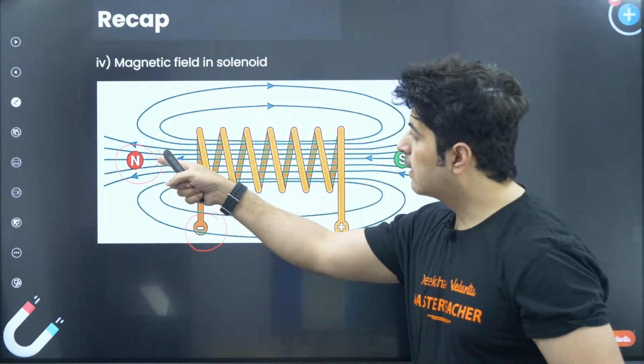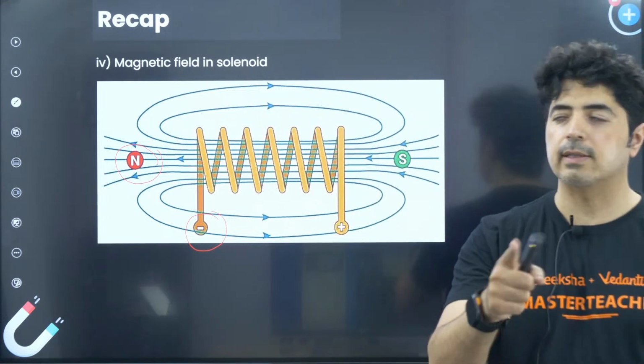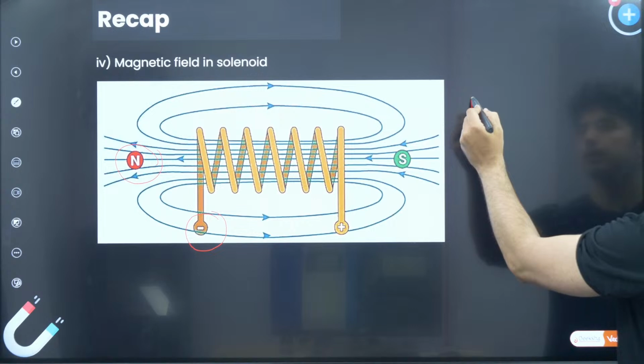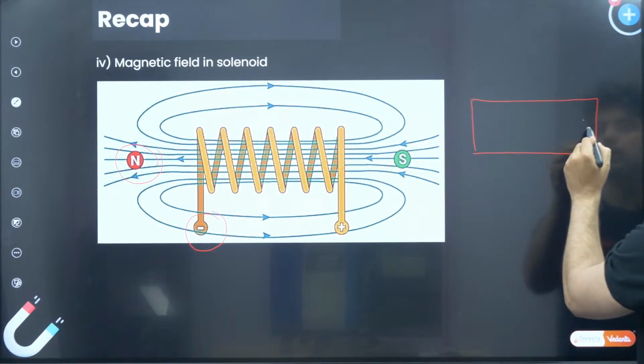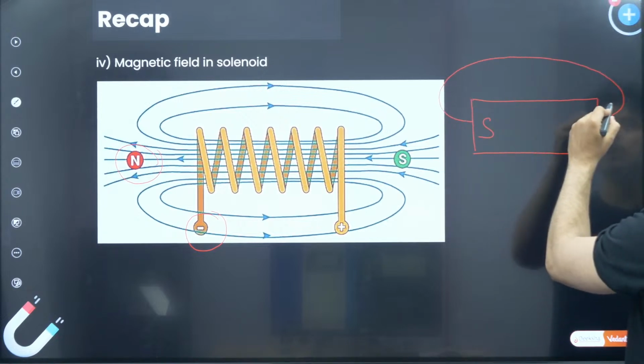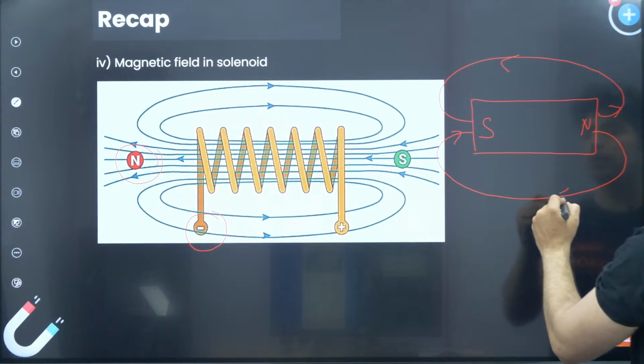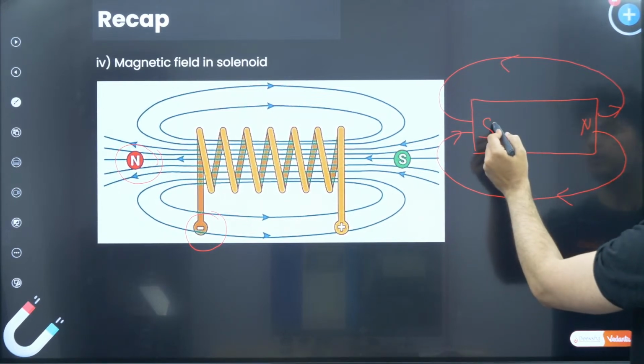Outside the solenoid, the magnetic field is from north to south. I hope everybody can relate this with a bar magnet. In a bar magnet, if you remember, this is north, this is south. So the magnetic field is from north to south, north to south. And since it is a closed curve, it is a closed loop.